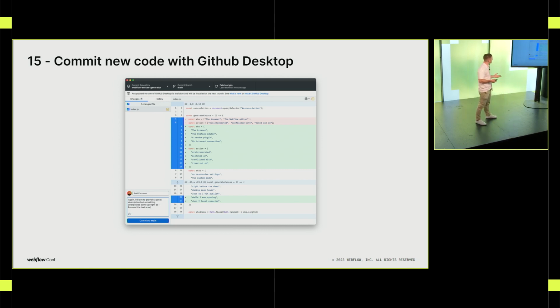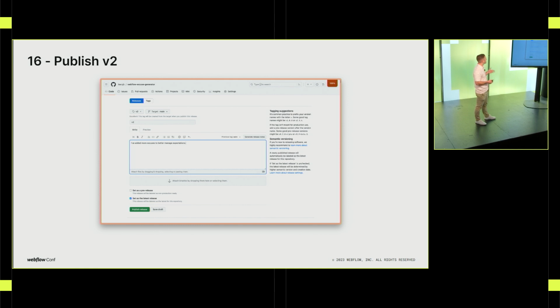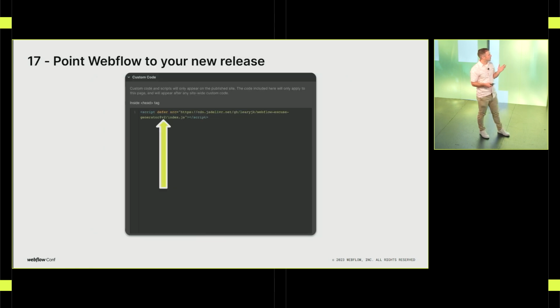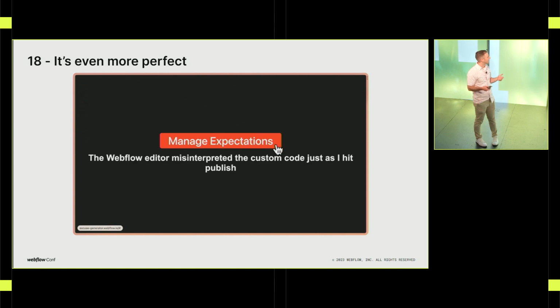And so we'll commit this to main. We'll create a new release again, but with a V2 tag instead of V1, and we'll publish that release. We just point our Webflow project to that new version, and it's even more perfect. We have more excuses. If I ran out, I can send even more now.